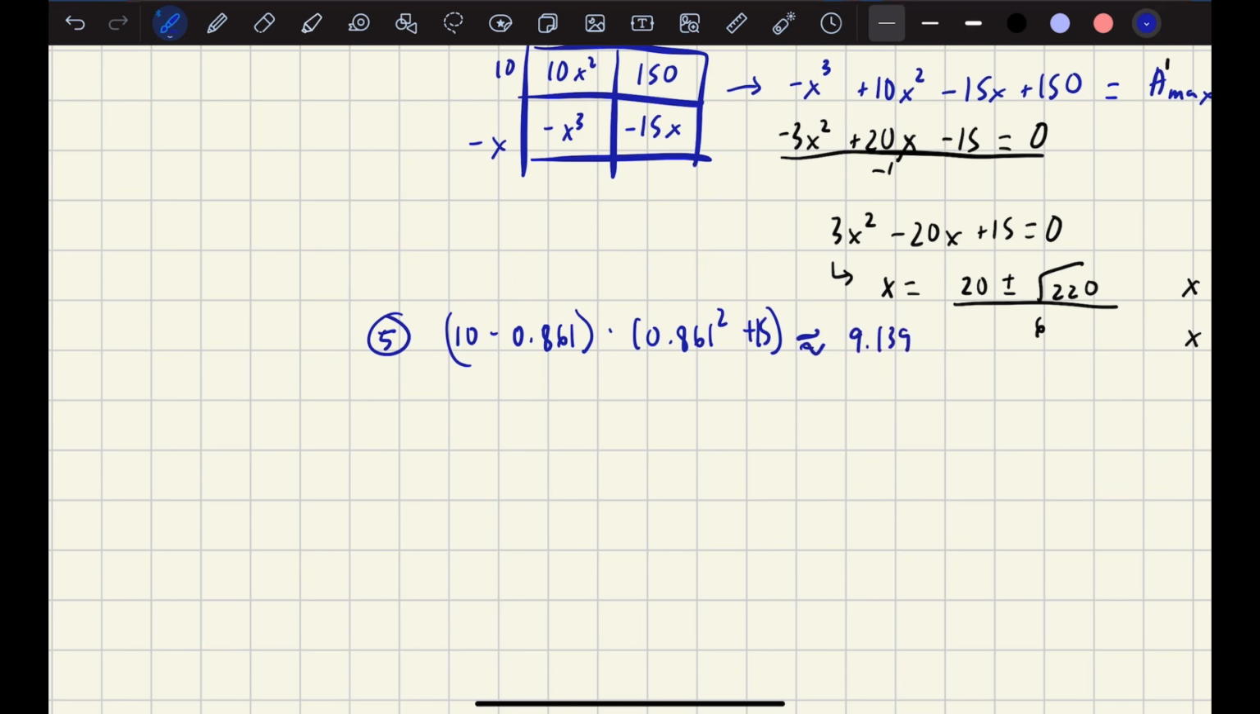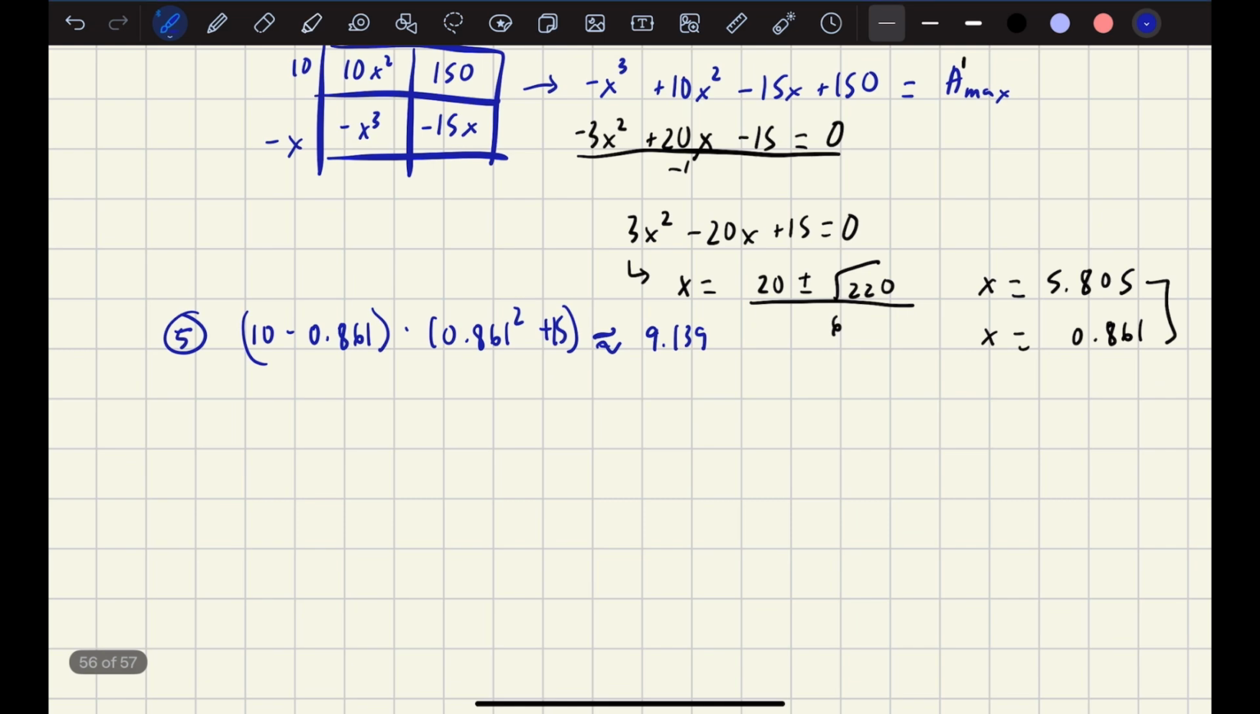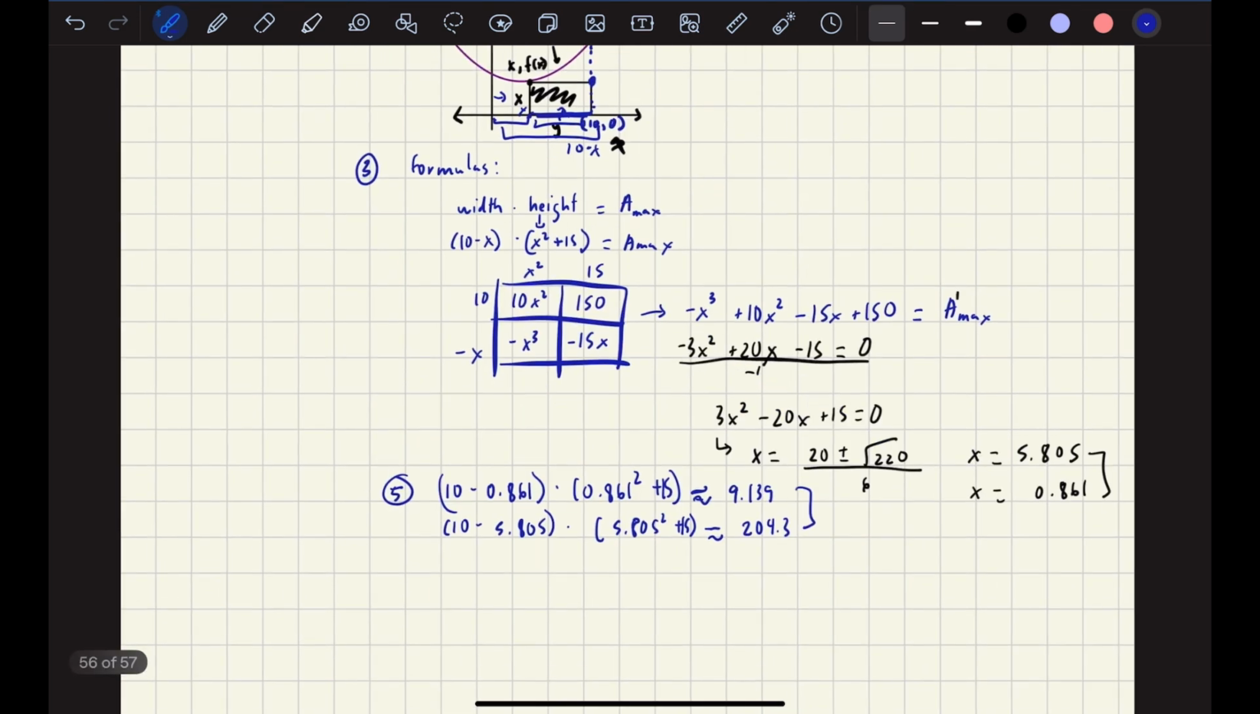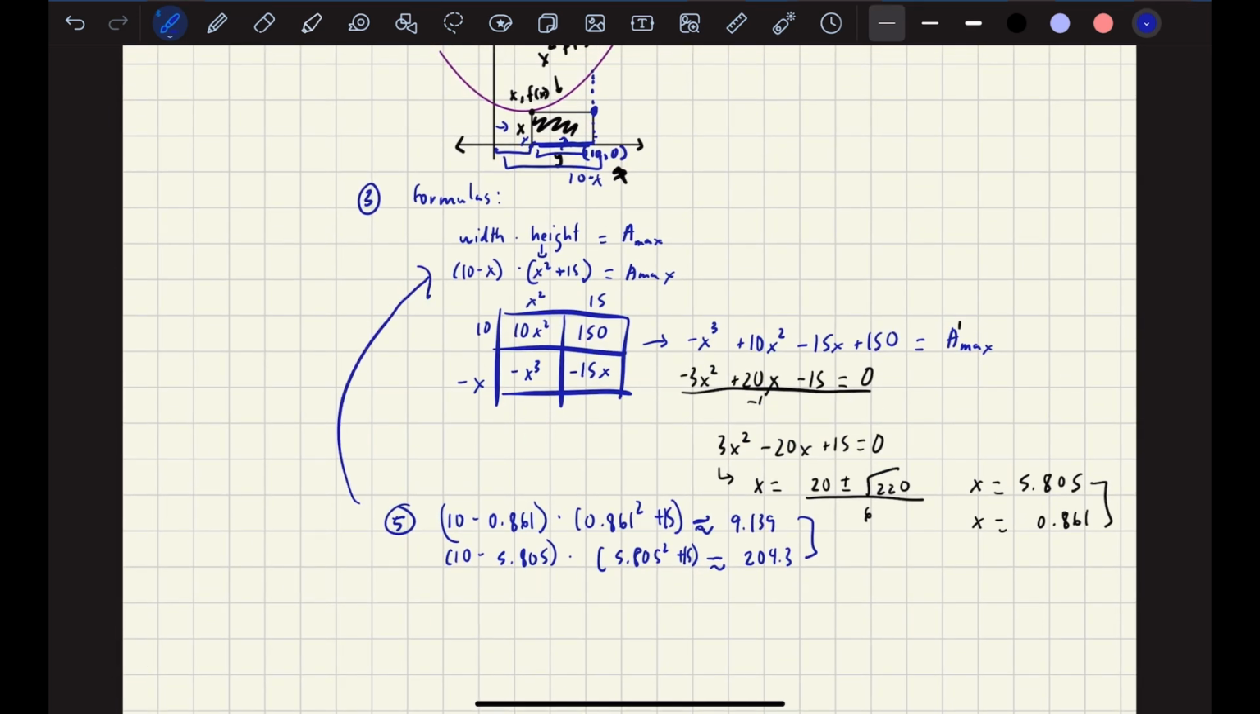We're going to do the same thing with x equals 5.805. So 10 minus 5.805 times 5.805 squared plus 15, which is going to be approximately 204.3. So this step is just calculator based. We're just plugging it into this equation like we did for the first problem.